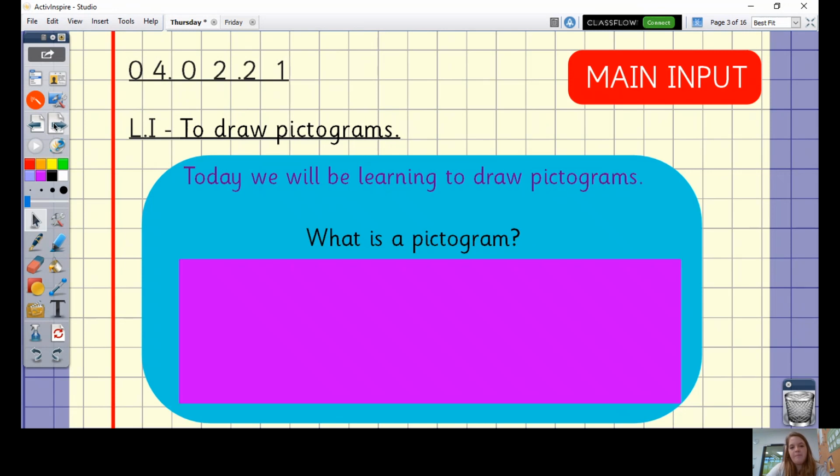Okay, so your learning for today then. We're going to be learning about another way we can record data. We're going to be learning about pictograms today. And you're going to be learning to draw pictograms. You may have heard of pictograms before. You may even know what a pictogram is. But if you don't, have a look at that word pictogram and see if there are any words within that word that remind you of another word, thinking about those first 4 letters in particular. Okay, have a think about what a pictogram might be.